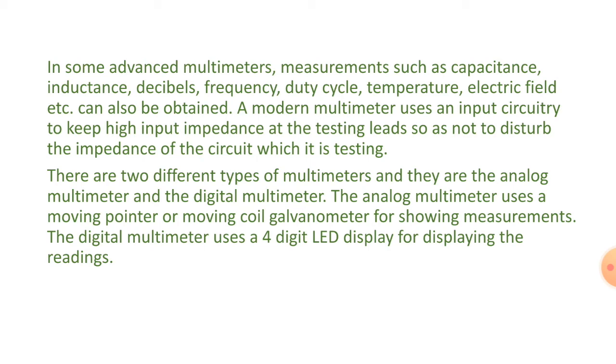There are two different types of multimeters, and they are the analog multimeter and the digital multimeter. The analog multimeter uses a moving pointer or moving coil galvanometer for showing measurements. The digital multimeter uses a 4-digit LED display for displaying the readings.